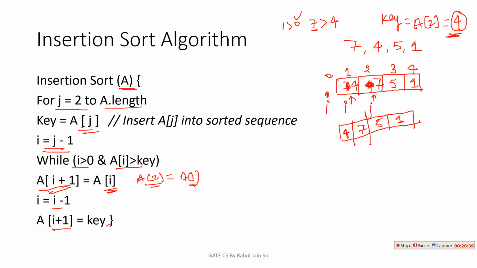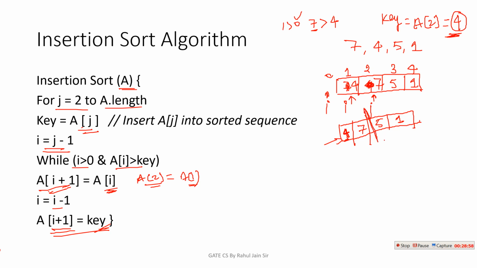So A of I plus 1 equals key. A of I plus 1 means A of 1. This place would be replaced with key. My key was 4, so I have replaced this A of I plus 1 with key here. Okay, so 4 and 7 are sorted now.